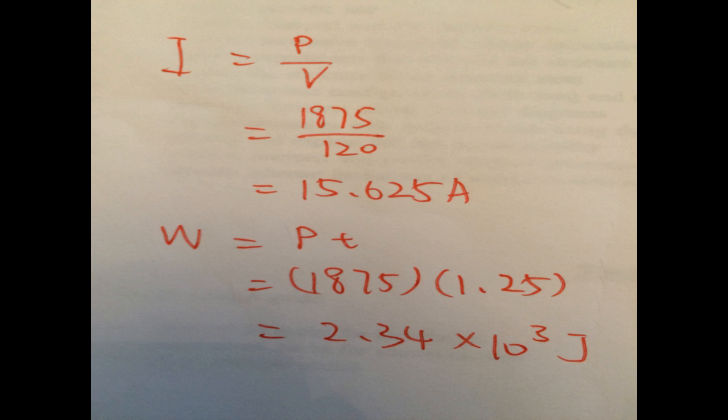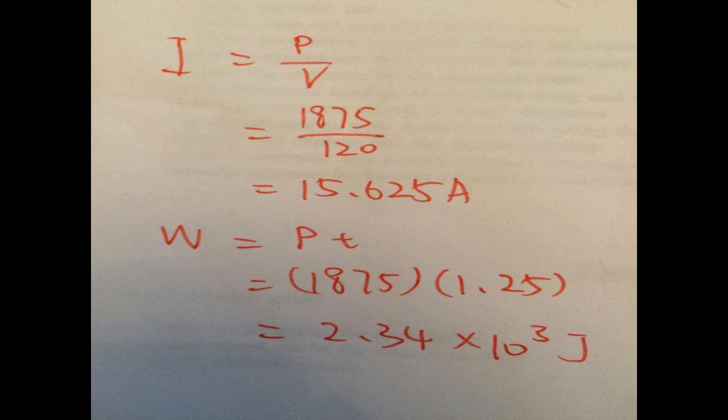Just to mention that I found the V by just knowing that the house voltage is 120 volts, so I used 120 volts for all my electrical equipment. And I also found the energy it spent before it hit this book off, and I used the formula W equals PT, and I got the energy is 2.34 times 10 to the power of 3 joules.